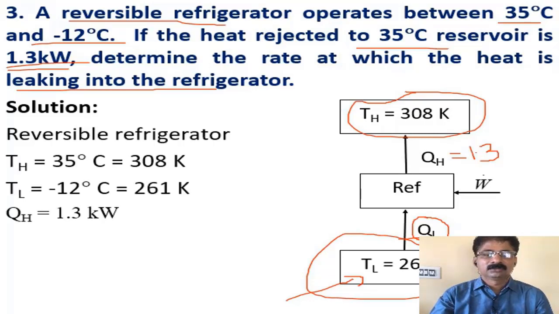Okay, so TH is 35, 308 Kelvin, TL is minus 12, 261 Kelvin, QH is equal to 1.3 kilowatt. Now what you have to do is find out QL, right? So first find out the COP using these two. Then write the COP in terms of heat and work. There are many possible ways you can find out QL. One is you can find out W first, then W is equal to QH minus QL. By that also you can find out QL, or directly you can use the formula. In place of W you can substitute QH minus QL. Okay, we'll see now.